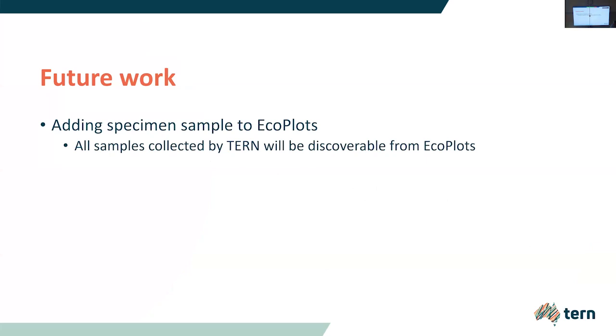In the future, TERN has more than 100,000 specimen samples, and we are working on integrating those into this as well. Currently it is very observation centric. In the future, you will have samples, so you can look at the samples we have and then the observations as well.